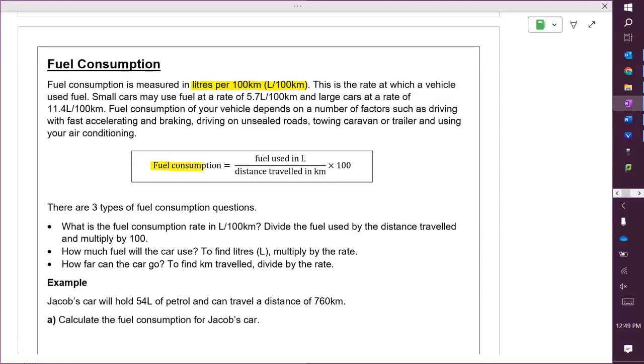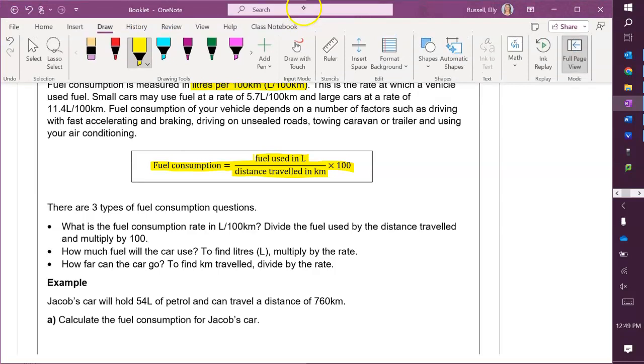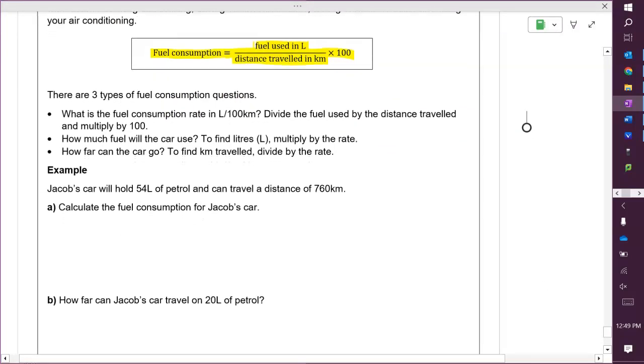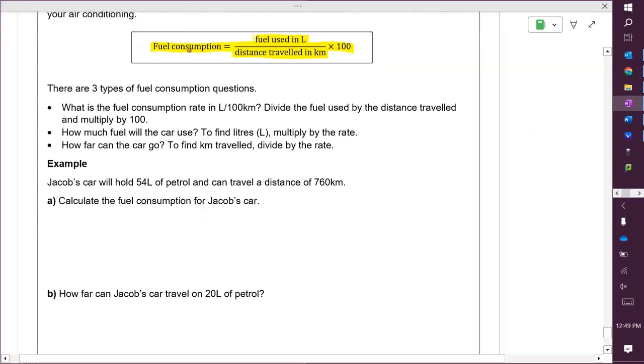To find our fuel consumption, it's the fuel used in litres divided by the distance in kilometres, multiplied by 100. There are then three different questions that you can be asked about fuel consumption. What is the fuel consumption rate in litres per 100 kilometres? How much fuel will the car use? And how far can the car go?